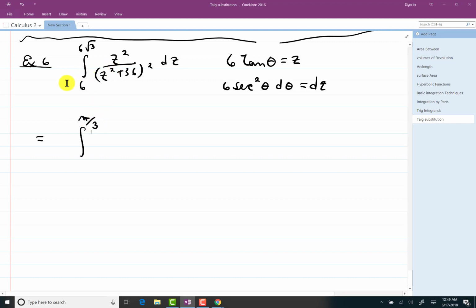Now, if, on the other hand, when I plug 6 in for z, I'll have tangent of theta is equal to 1. Well, where is theta then? Theta has to be pi over 4.